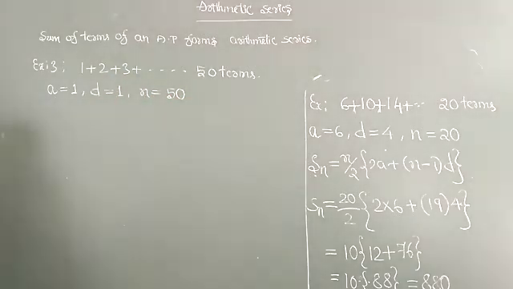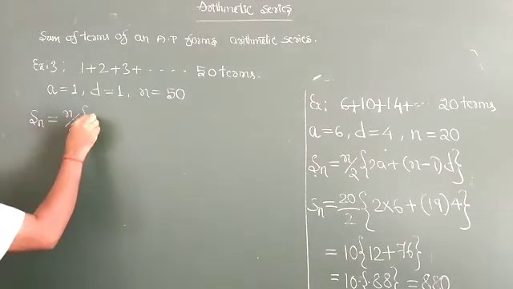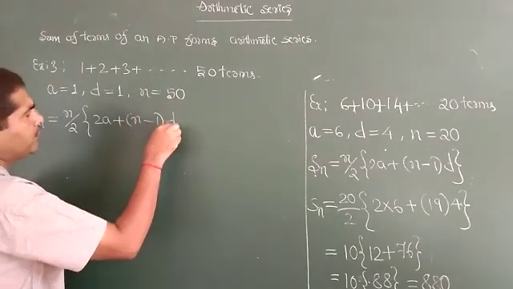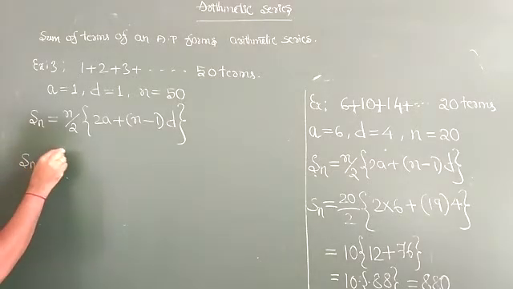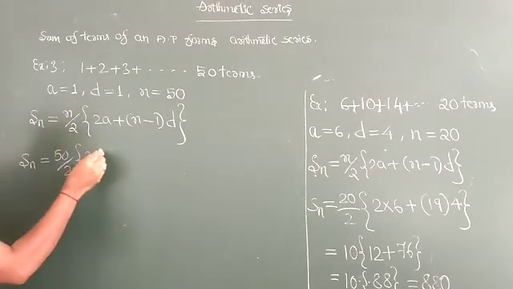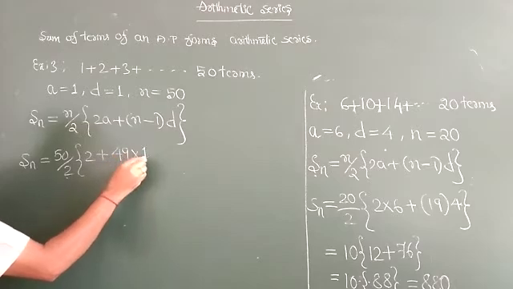I can very well apply the formula Sn equal to n by 2 into 2a plus n minus 1 into d and try to find the sum of the first 50 natural numbers, 1 plus 2 plus 3 etc. up to 50. Now Sn equal to n by 2, means 50 by 2 into 2a, which is 2 into a is 1, plus n minus 1 is 49 into d, which is again 1.